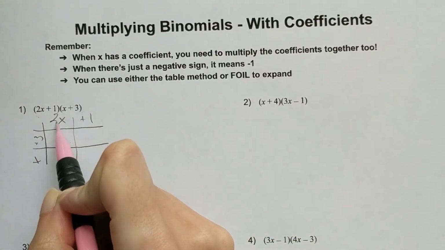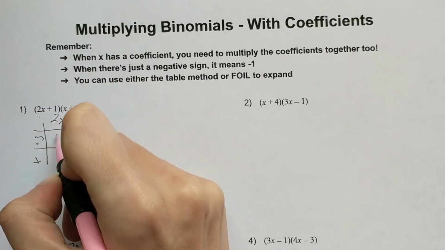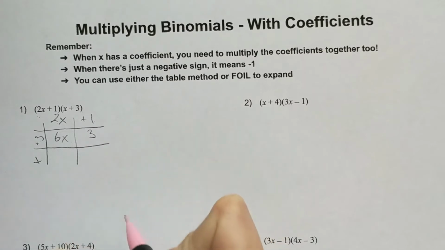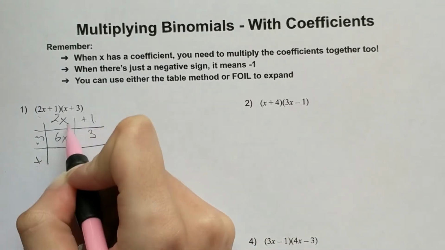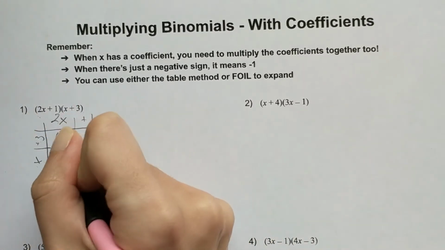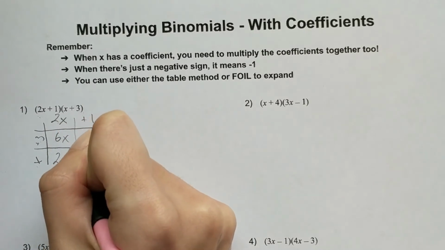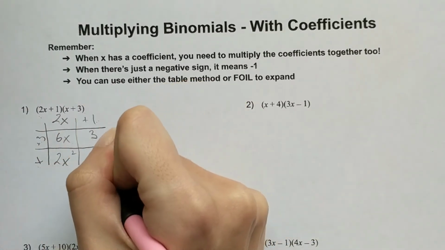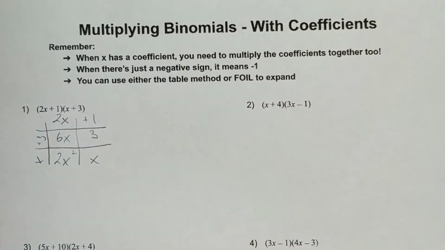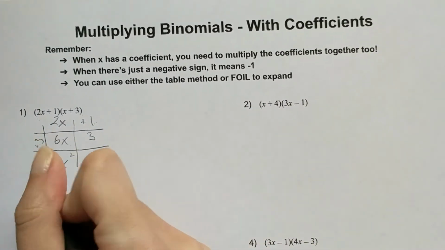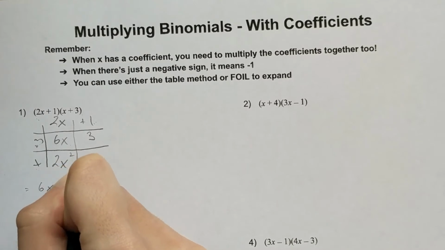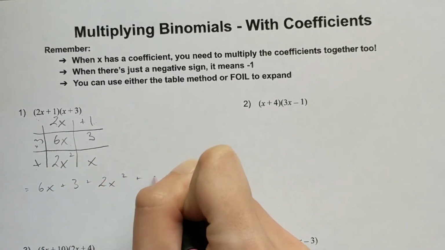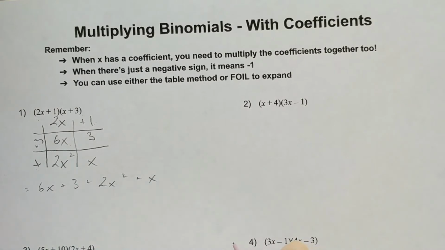3 times 2x gives me 6x. 3 times 1 is 3. X times 2x is going to be 2x squared. X times 1 is just x. Okay, just like we did before, we're going to write everything out. So I have 6x plus 3 plus 2x squared plus x.